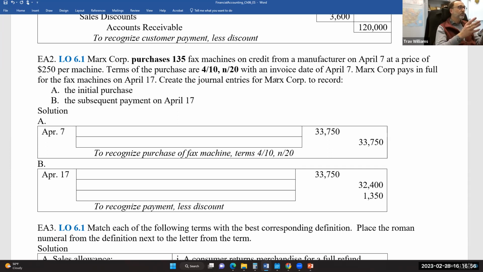So we have to think, what do we debit and what do we credit? Well, what we got was merchandise inventory. So we're going to debit merchandise inventory. If we wanted to, we could specify fax machines, but we don't have to because that's also included here in the notes. So that's optional, okay?